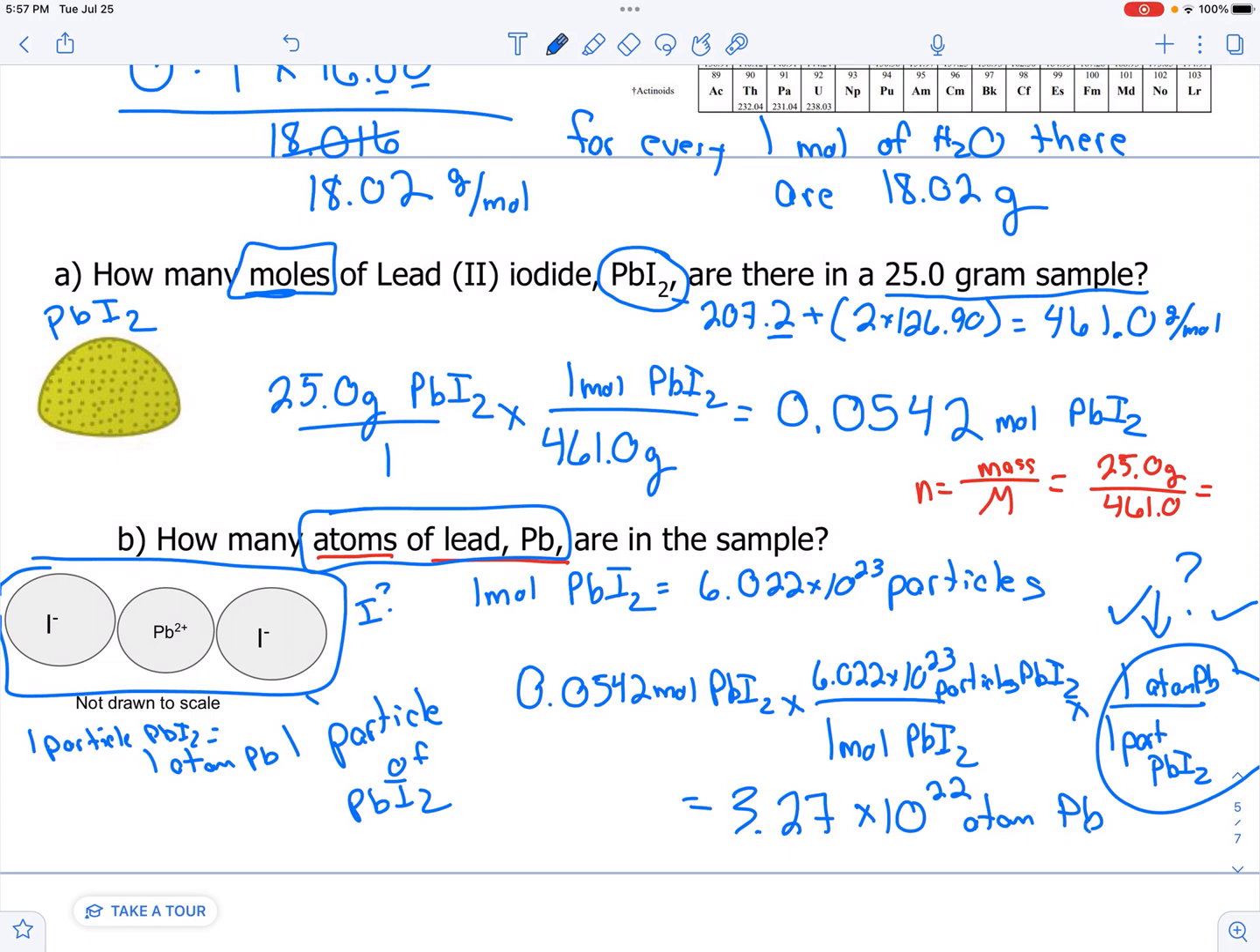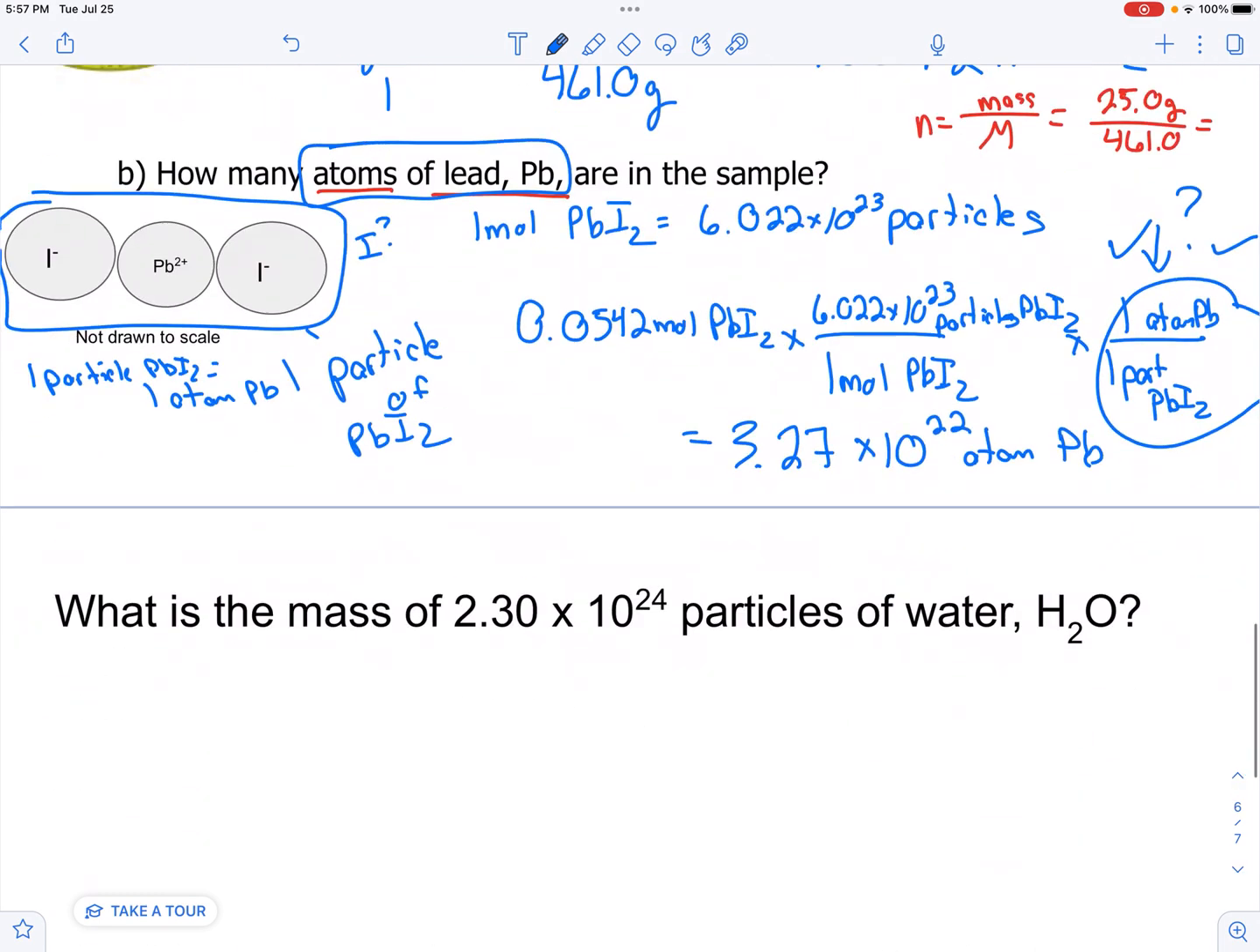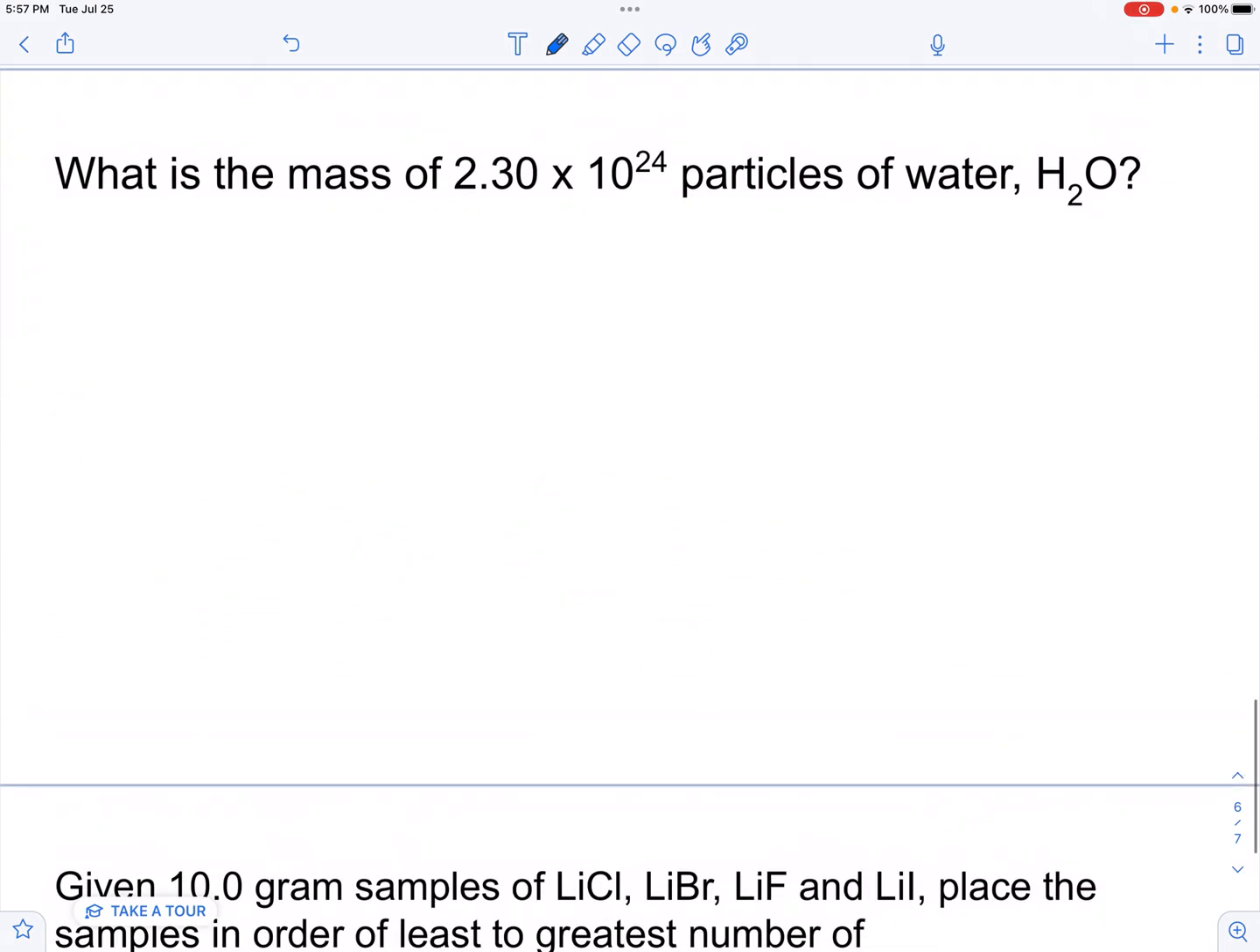All right, so this problem really walks us through a whole bunch of the things that you need to know for 1.1. You need to know how to find molar mass. You need to know how to convert between grams and moles, between moles and molecules, between particles, and particles to atoms. Okay, so I'm going to recommend that you pause the video, try this one on your own, and then start the video up again and see how you did.